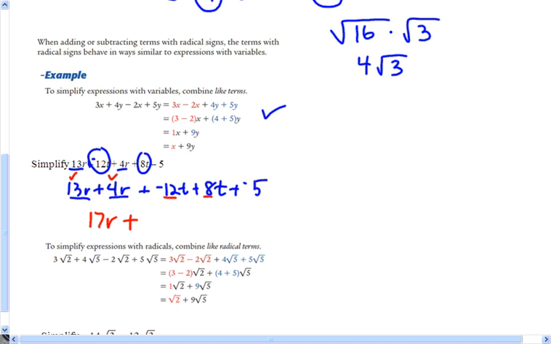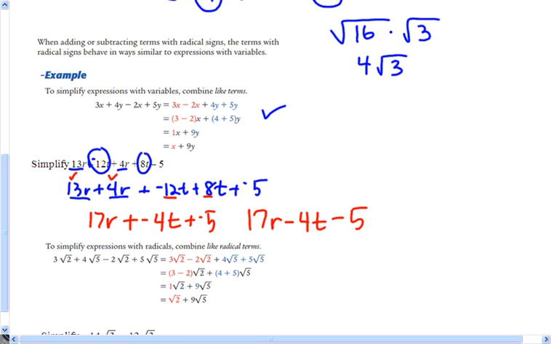Add the coefficients together here. Negative 12 plus 8 is negative 4t. And then plus negative 5. To be truly simplified, we don't want to have any adding a negative when we can just write those as subtraction. So write it as 17r minus 4t minus 5. So that's how you simplify.